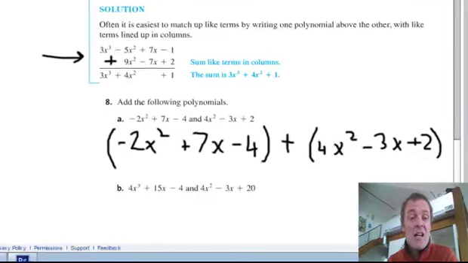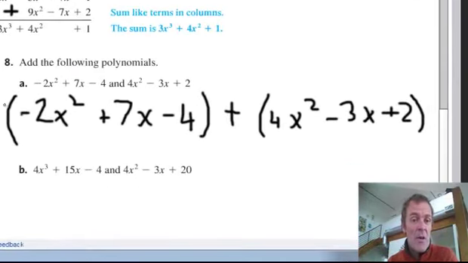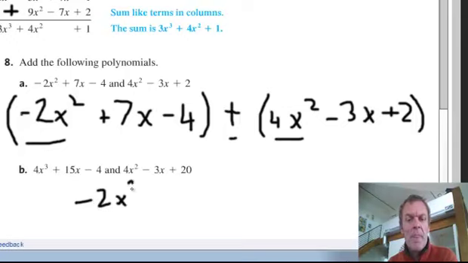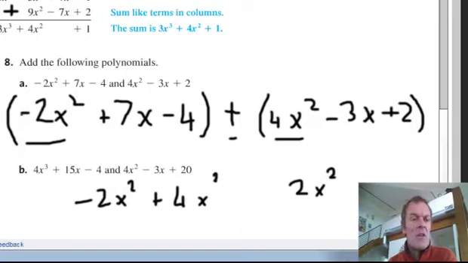But I just look at it and I do this. Negative 2x squared plus 4x squared. You can write this out separately. Negative 2x squared plus 4x squared is going to give me, what's that? 2x squared. Right, I'm just going to keep erasing bit by bit. So that's the x squared's done.